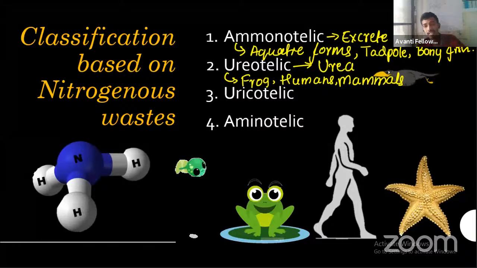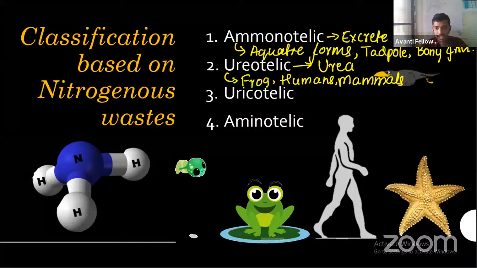Can you tell me why it's like that? Tadpoles are ammoniotelic, but frogs are ureotelic. There must be some reason, right? So what is that particular reason? Cow, you can tell that. Any reason for that?